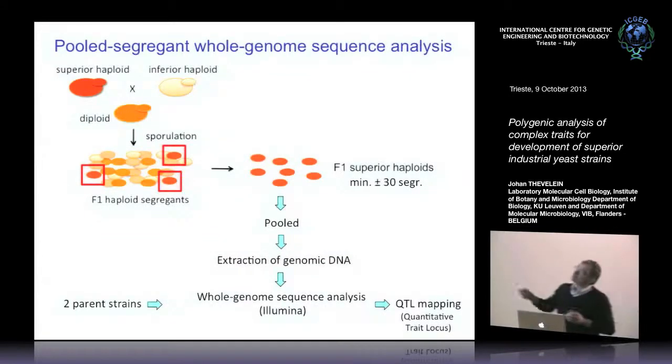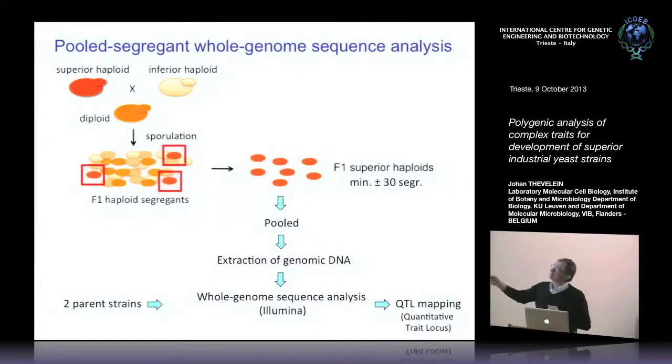So in this technology, we use a superior yeast strain, a haploid strain, because we have to cross the strain. The strain can be derived from a superior diploid that we have identified by screening a collection. And we cross the strain with an inferior haploid strain. In the beginning, we used laboratory strain as inferior strain because the laboratory strains are quite weak for many properties. But we have stopped with that because when you cross with the laboratory strain, you often find wild-type genes that are defective in the laboratory strain. So you map defects of the laboratory strain, which is not so interesting. Nowadays, we cross with industrial strains to have really superior genes from the superior parent strain.